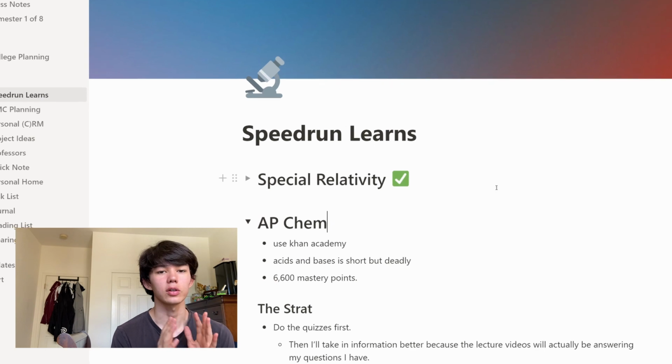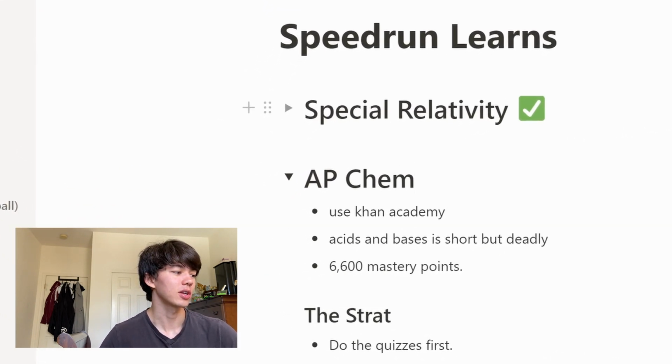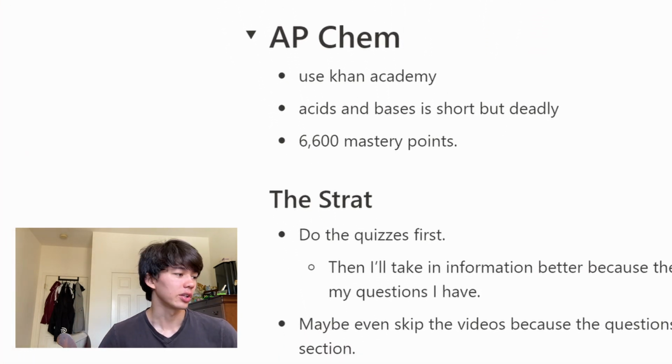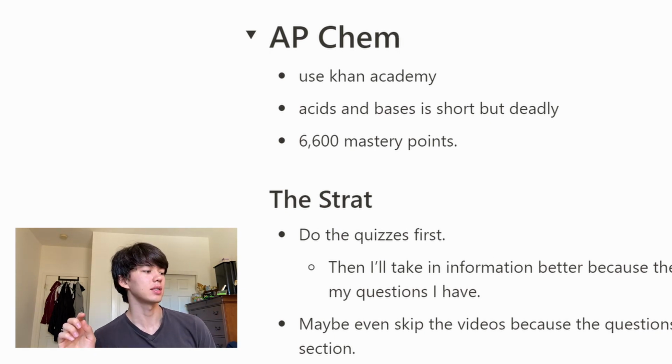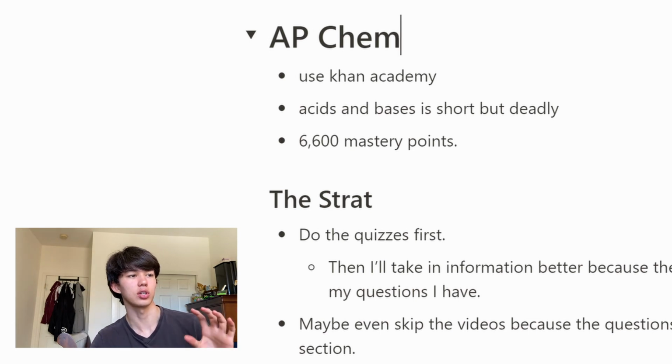Okay, so if we take a look at my Speedrun Learns Notion notebook, we've done special relativity, check. Now we're doing AP Chem. We're going to use Khan Academy, the entire AP course on Khan Academy. Apparently acids and bases is short but deadly according to my friends. And it's a total of 6,600 mastery points, average of 600 to 800 per section. So that's a lot.